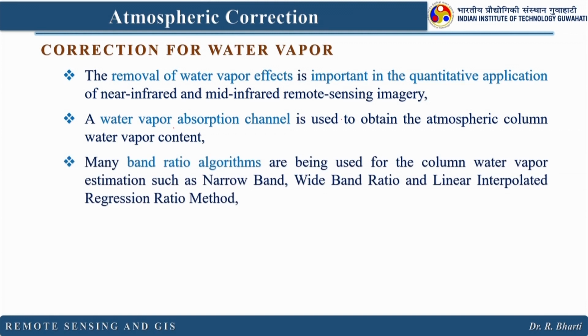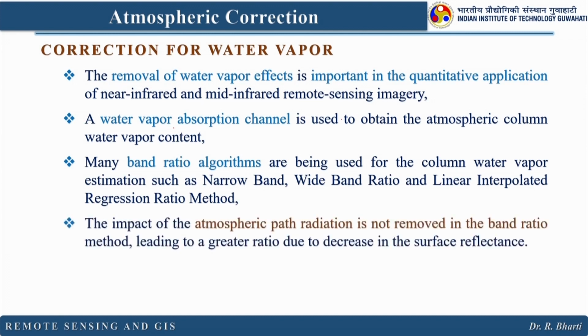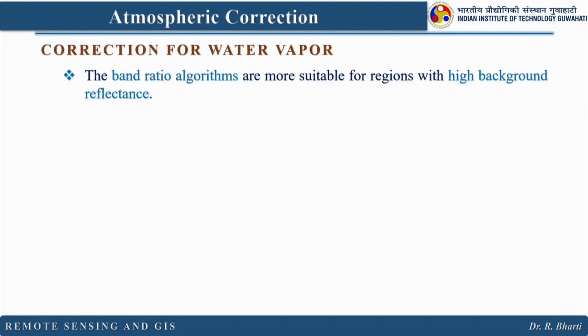Many band ratio algorithms are being used for the column water vapor estimation, such as narrow band, wide band ratio and linear interpolated regression ratio methods. The impact of the atmospheric path radiation is not removed in the band ratio method, leading to a great ratio due to decrease in the surface reflectance, right. Then the band ratio algorithms are more suitable for regions with high background reflectance.